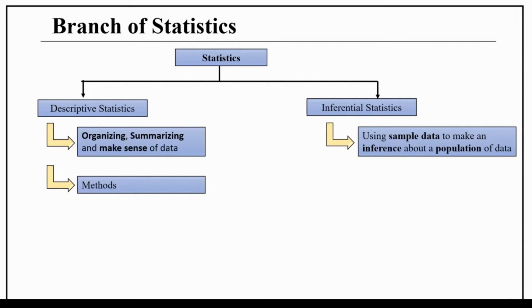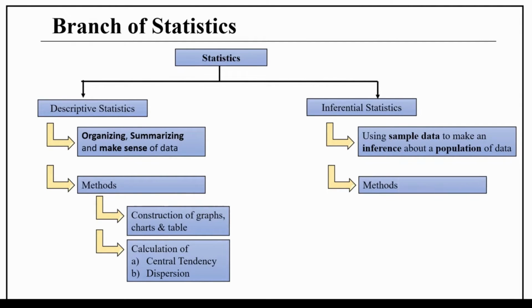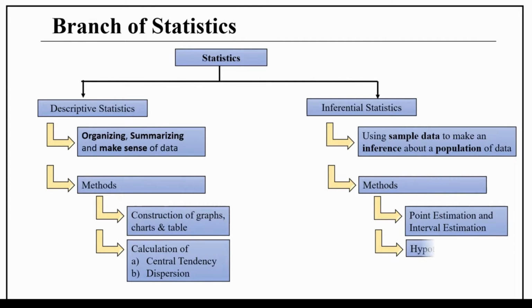The methods which are used in descriptive statistics are: the first one is construction of graphs, charts and tables. The second one is calculation of central tendency like mean, median and mode, and dispersion like range, variance, standard deviation. The methods which are used in inferential statistics are calculation of point estimation and interval estimation, and the second method is hypothesis testing. Both of these methods are based on probability theory.